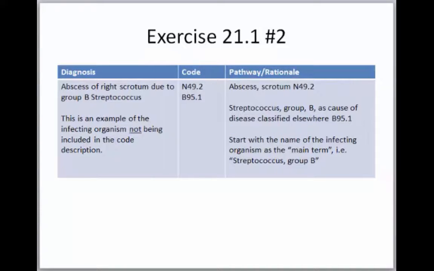Exercise 21.1 number 2, you have the group B strep, but it is not included in your code description. So you pretty easily find the abscess of the scrotum. And then when you start looking for that additional code, you're going to start with the main term streptococcus in this case. And also notice that you can code just to streptococcus, or you can code more specifically to streptococcus group B. So be sure you're following that carefully.